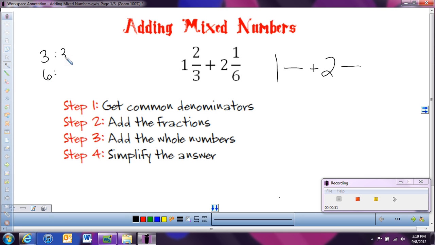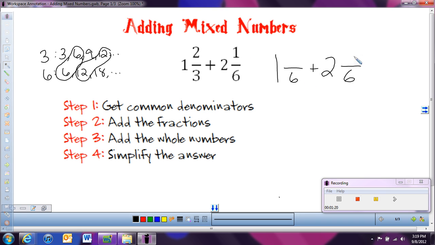For 3, that would be like counting by threes: 3, 6, 9, 12, and going up from there. Counting by sixes would be like 6, 12, 18, and going up from there. I do see a common multiple, which is 12, and I also see 6. We could do either one. I'm going to use 6 because it's a smaller number, so we won't have to simplify so much when we're done. That'll be our least common multiple, so we're going to use 6 as our common denominator.